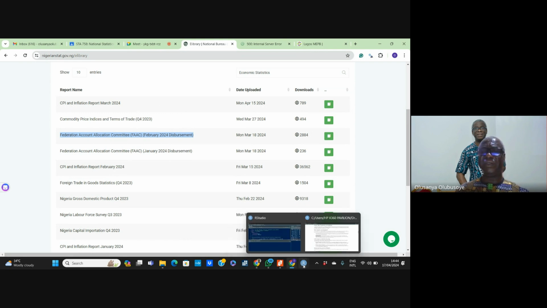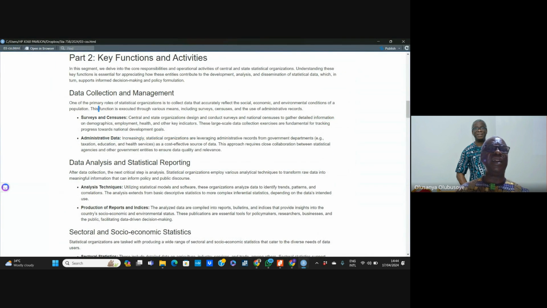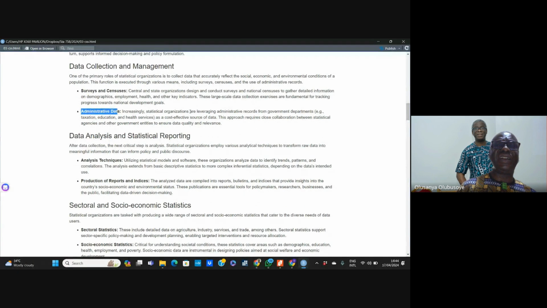So in producing data, they can produce surveys, they can produce censuses, even though in Nigeria, population censuses are key mandates of the National Population Commission. But it's not only human censuses that can be carried out. There can be censuses of agricultural farms, censuses of industries, but the one for NPC is human, they are citizens. They also produce administrative data on different aspects, education, health, and so on.